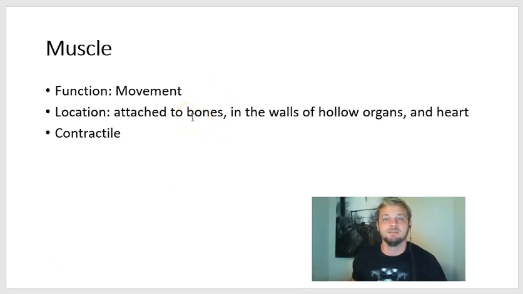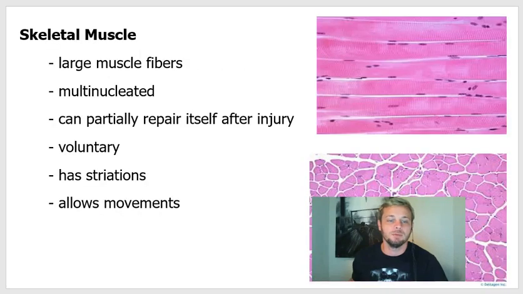One is attached to bone if it's skeletal muscle. If it's smooth muscle, you're going to find it in the hollow organs. And if it's cardiac, it's going to be in the heart. So when we look at our skeletal muscle, if you remember, it is large. It's a very long fiber. It has more than one nucleus. Here you can see the nuclei in this picture. It is voluntary, so you have to consciously contract that muscle. It has striation, so it has that banding pattern, and it allows for movement.